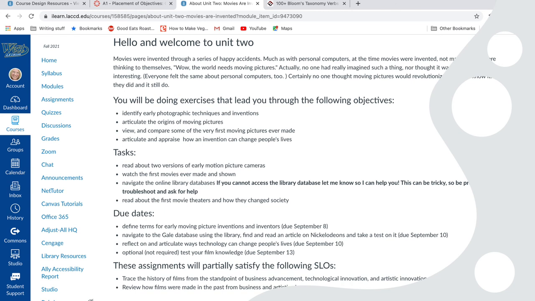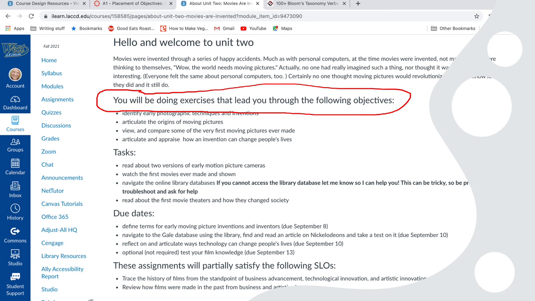When I write my introductory pages and outline my objectives, I always follow that up with a list of tasks. And you can see the difference right here. So the objectives include words like identify and articulate and compare and appraise. The tasks are read, watch, navigate, read about. That way I get both of them right up front with the students. They know what they'll be doing, and then they know how they'll be applying their learning.